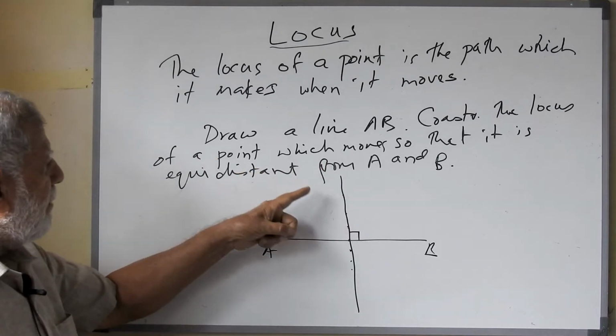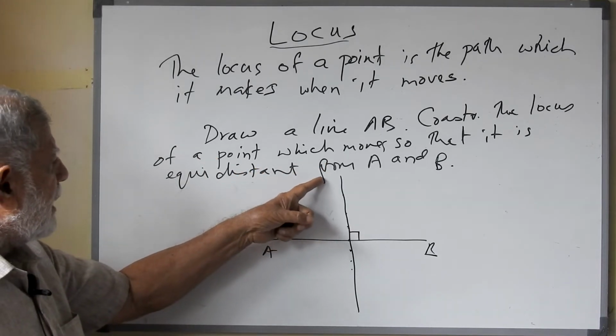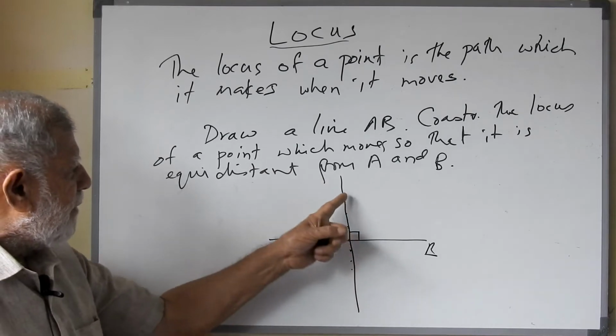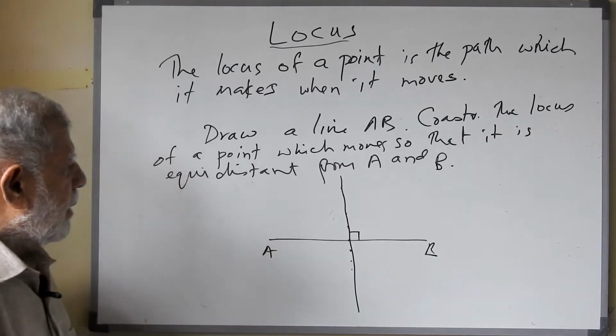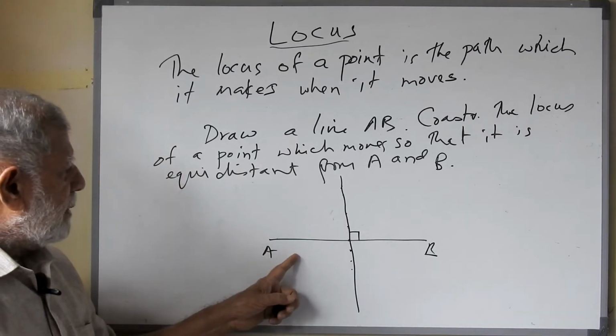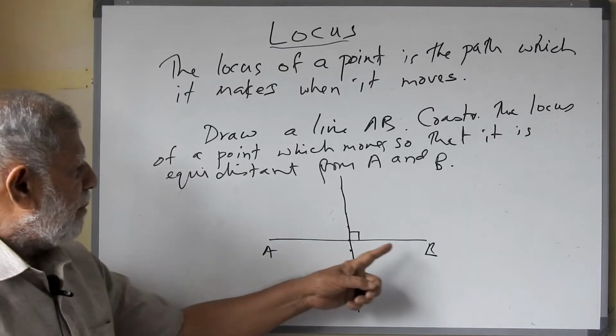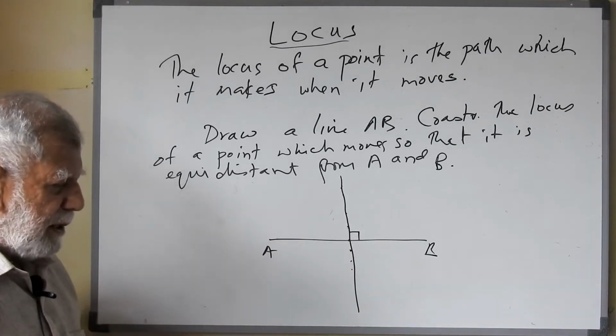The locus of the point which moves so that it is equidistant from A and B. Everywhere it is equidistant. If you measure, you can see that it is equal. So this is the locus of the point which is equidistant from A and B. The locus is the perpendicular bisector.